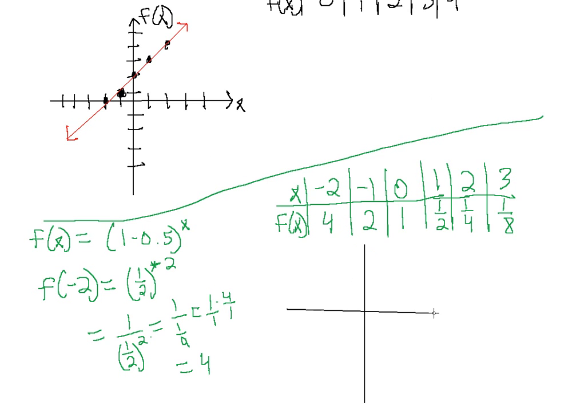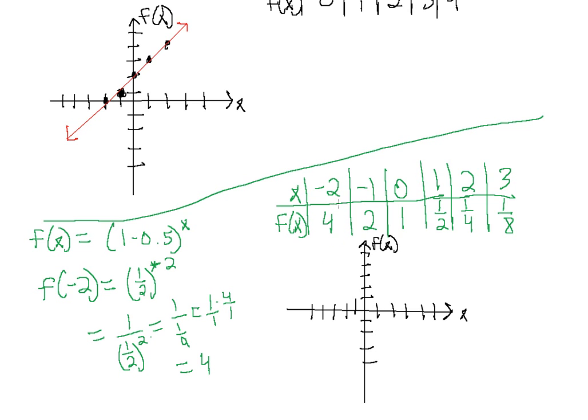It doesn't have to be very pretty. We just want to get an idea of what we're working with here. So we have our f of x axis. We have our x-axis. 1, 2, 3, 4, 5. 1, 2, 3, 4, 5. 1, 2, 3, 4, 5. Okay. And let's go ahead and put a few down here.